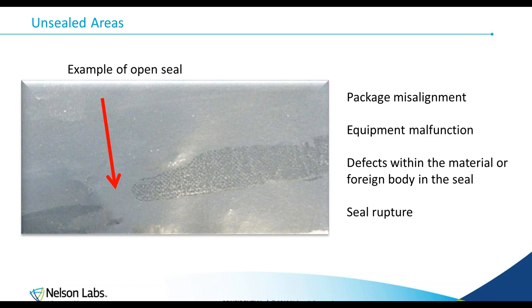Here are some examples of failures that were seen during a visual evaluation. Here's an example of an open seal. This could have resulted from package misalignment, equipment malfunction, defects within the material or foreign body in the seal, or even a seal rupture.